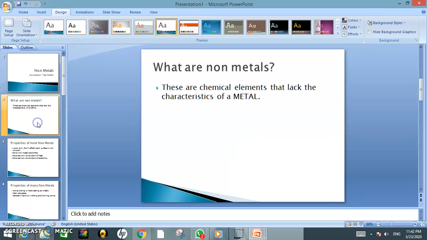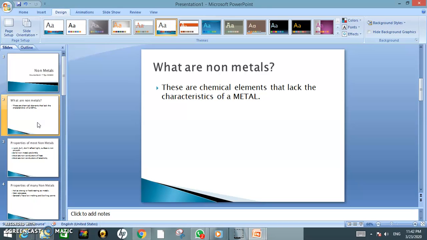The first one to begin with is, what are nonmetals? These are chemical elements that lack the characteristics of a metal. So what are the characteristics of a metal? Metals are hard, metals are sonorous, metals do not break or shatter, metals can be rolled into thin sheets, so they are malleable, metals can be drawn into thin wires, so they are ductile. So non-metals do not have these characteristics.